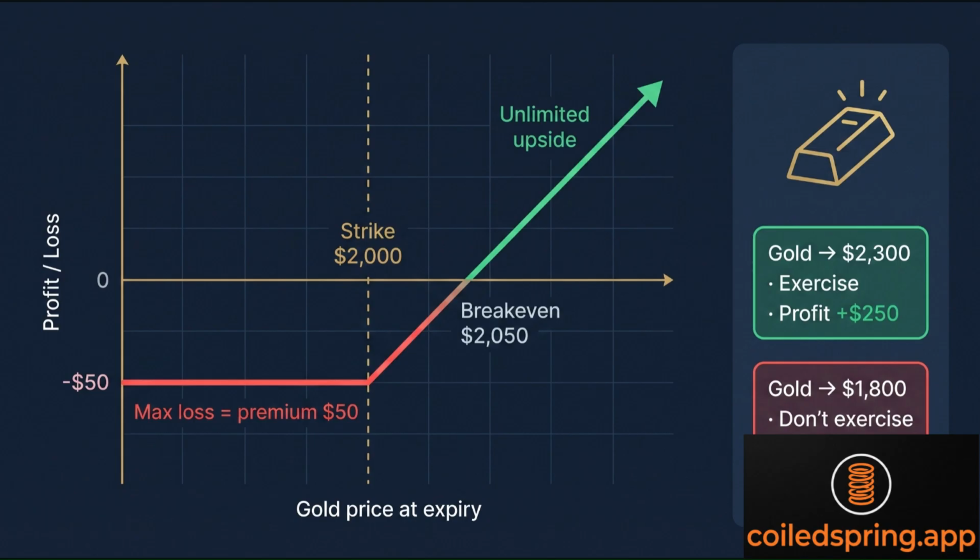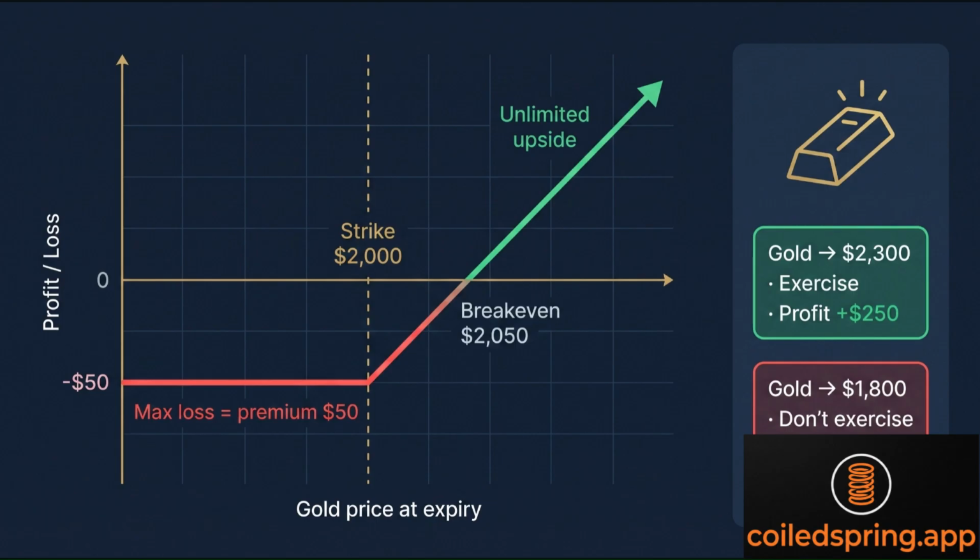Scenario 2. Gold falls to $1,800. Would you exercise your right to buy gold at $2,000 when you can buy it on the open market for $1,800? No. You let the option expire. You lose the $50 premium. That's it.